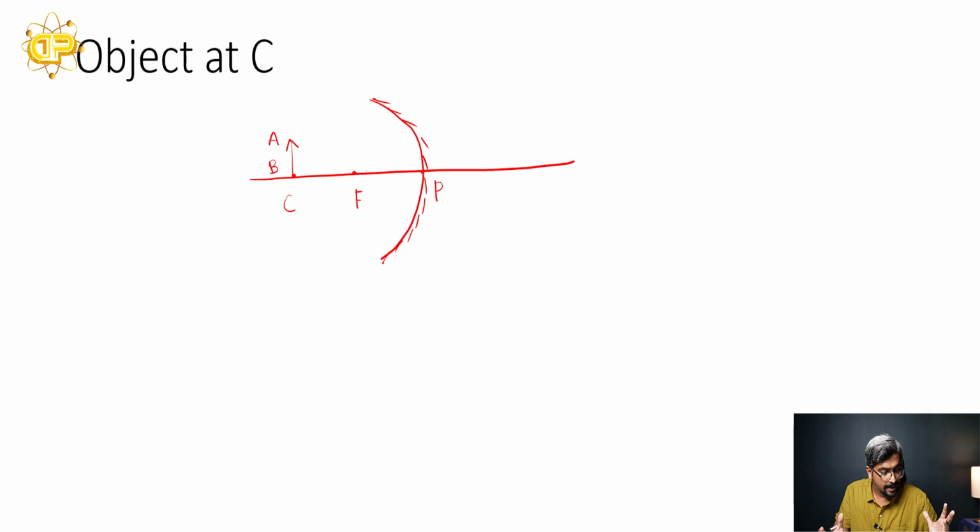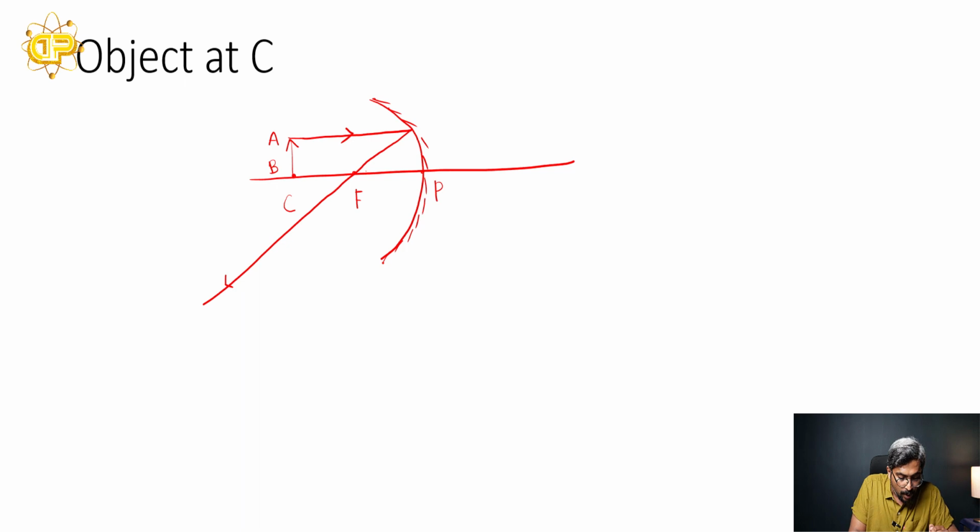Moving on to the next case, that is when the object is placed at C. So we'll see where the image will be formed. Okay, let us take the same condition. Let a ray move from this particular point A parallel to the principal axis, then definitely you can see it will pass through the focus and go like this, right?